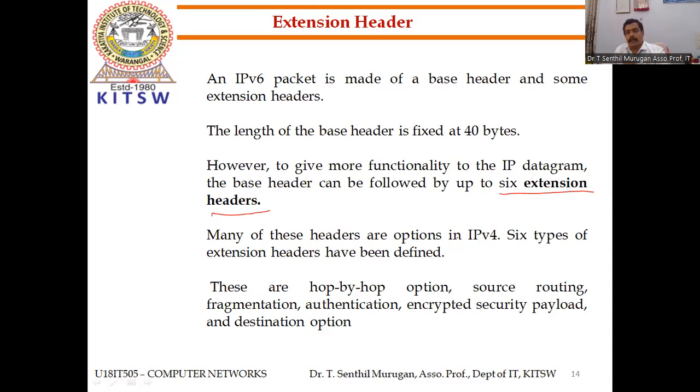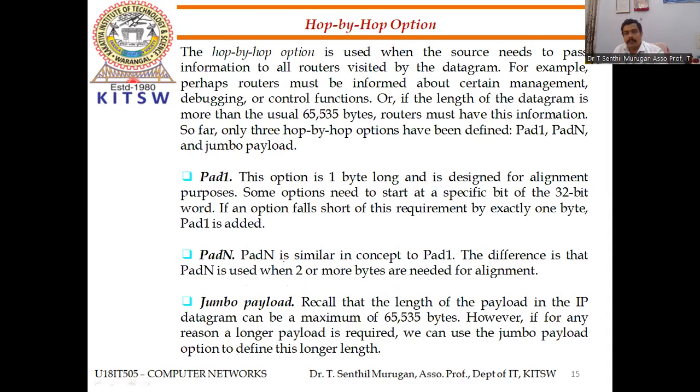Many of these headers are optional in IPv4. Six types of extension headers have been defined in IPv6. What are the extension headers? One is the hop-by-hop option. Second is source routing, then fragmentation, authentication, encrypted security payload, and destination option. So these 6 types of extension headers are there in IPv6.